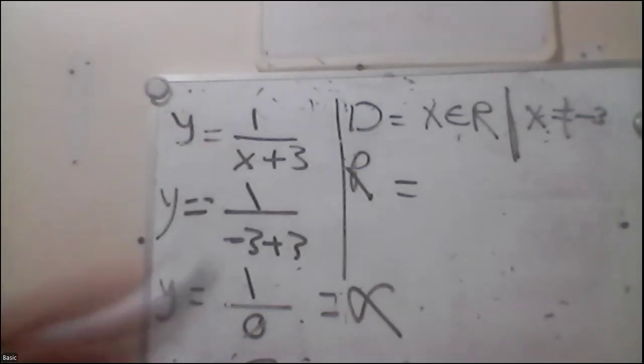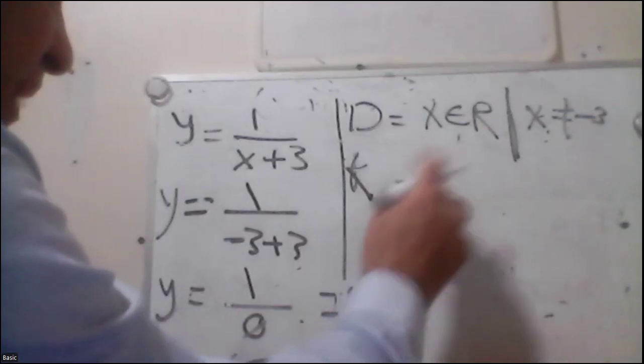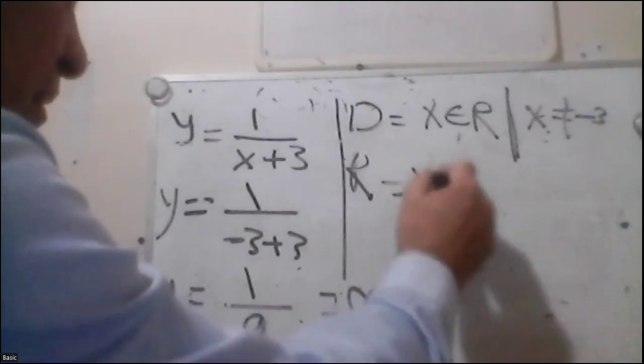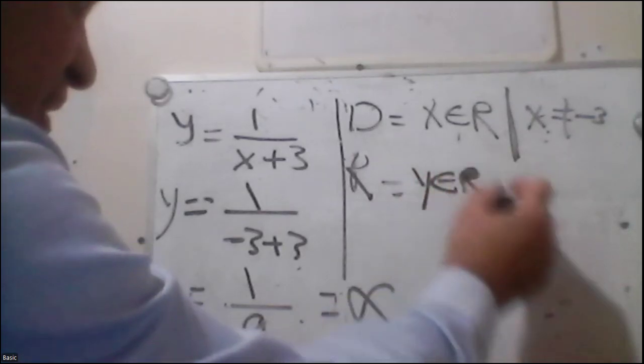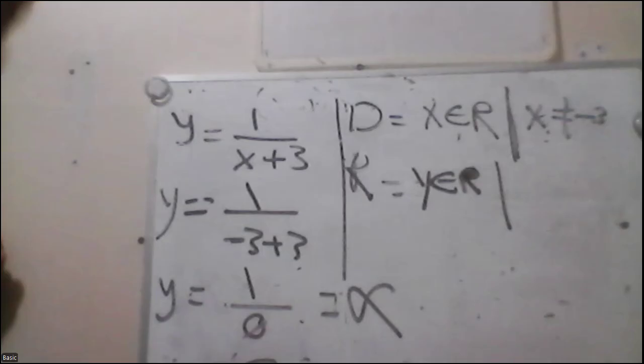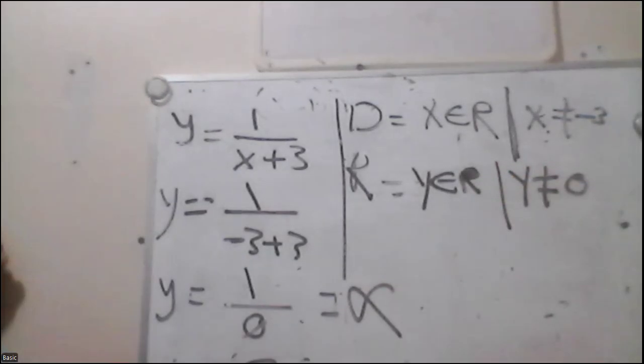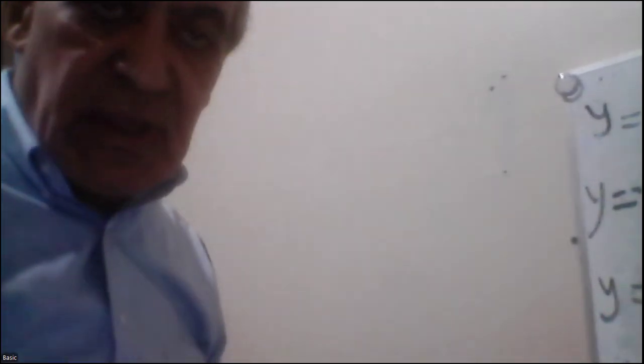For that reason, we say that the range here, y belongs to real numbers with a condition that y does not equal 0. And that is how to put the domain and the range for this example. I will just stop, go back to the share, and we'll go to the example which we were working on.